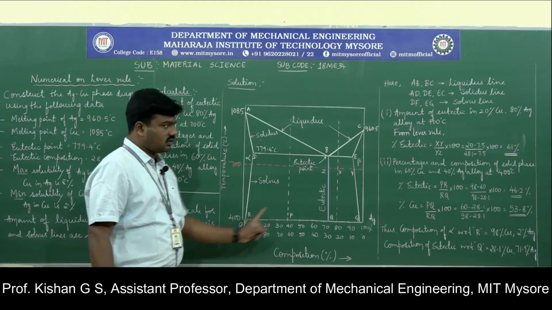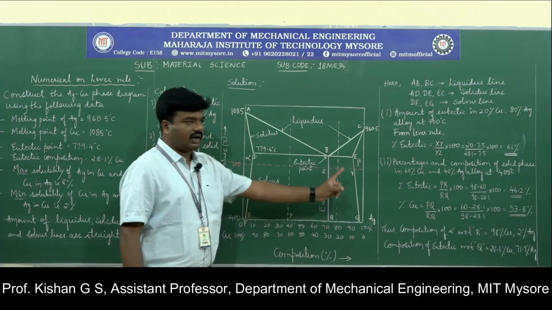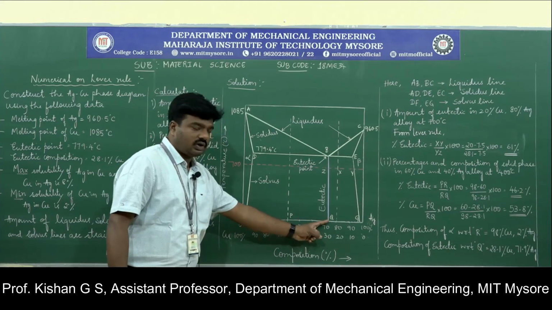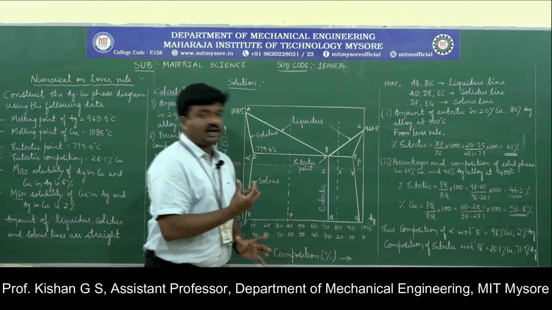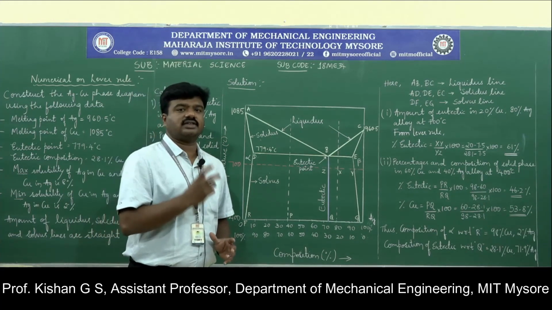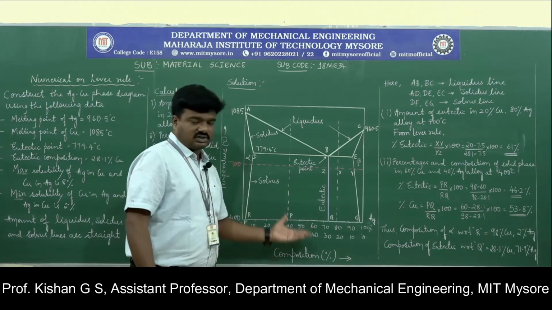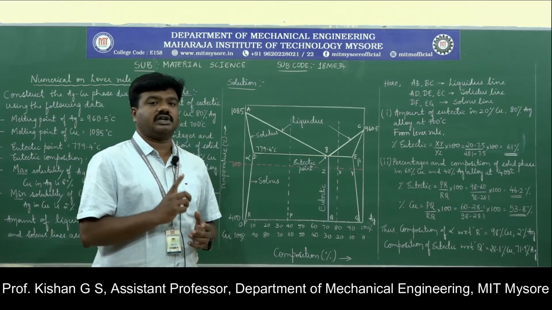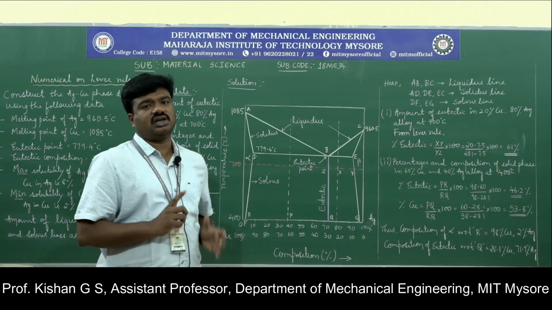PR divided by RQ, into 100, followed by the percentage of copper, which is PQ divided by RQ into 100. Again, the values of PR, PQ and RQ are to be taken with respect to the scales or divisions we have considered in the graph. I repeat, for the purpose of understanding, along the x-axis 1 centimeter is equal to 10% of composition, which means 1 millimeter is equal to 1% of composition along the x-axis.